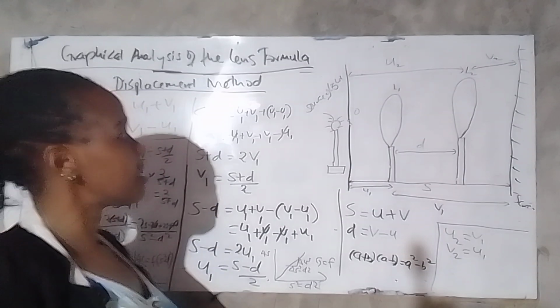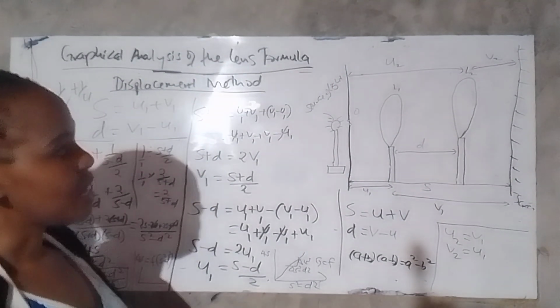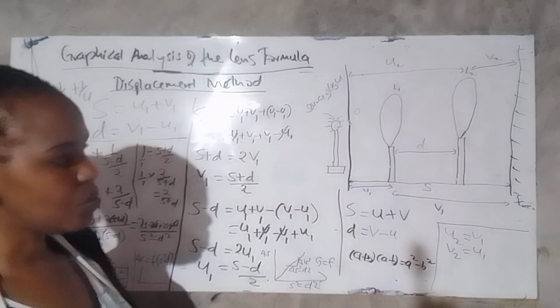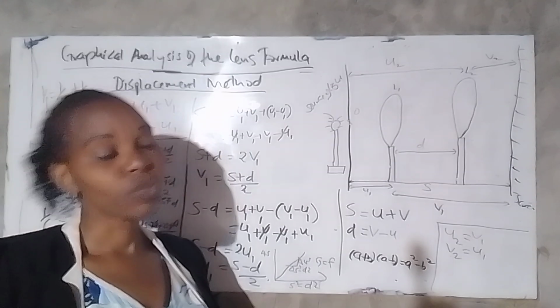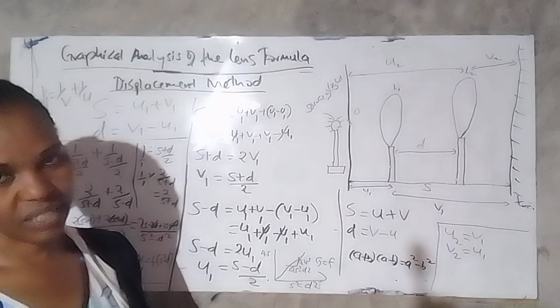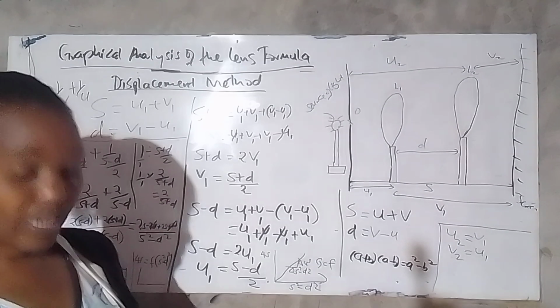So we have analyzed the lens formula, and we have looked at two different experiments that you can do: this one and the other one, varying the object distance to get the corresponding image distance. That brings us to the end of our lesson.